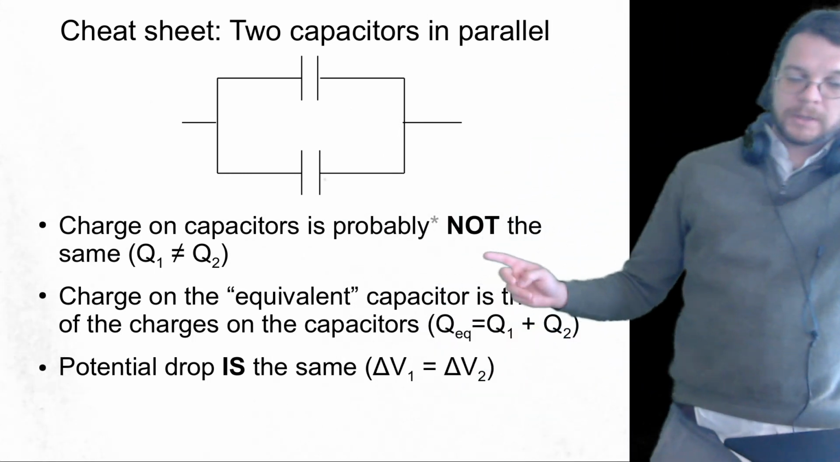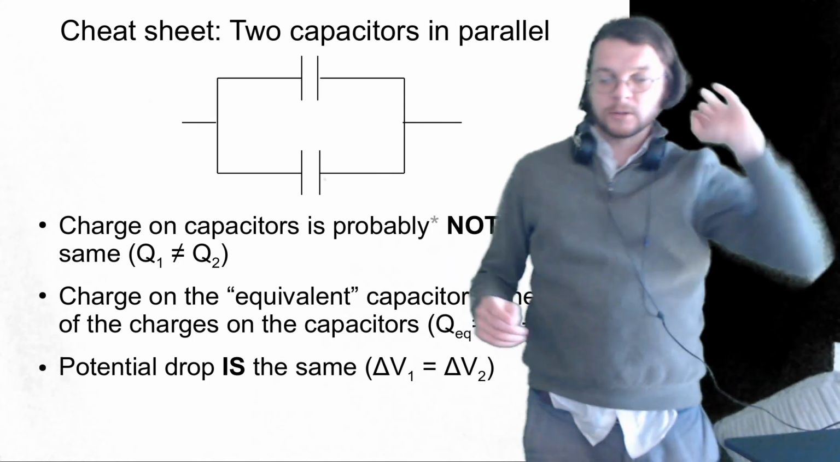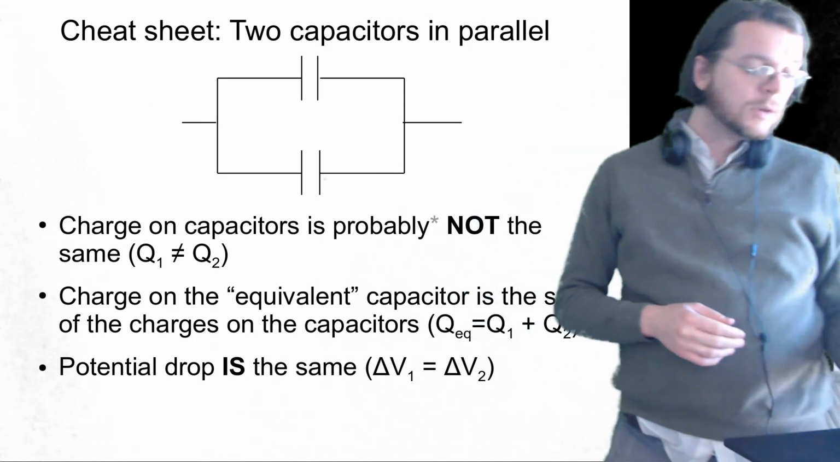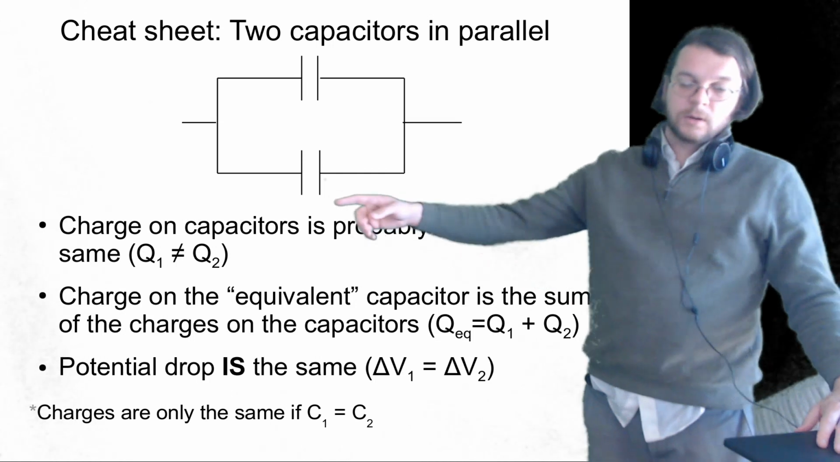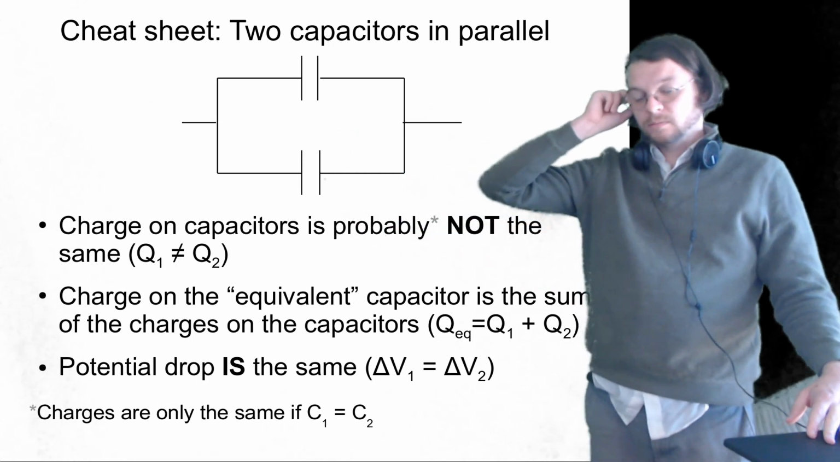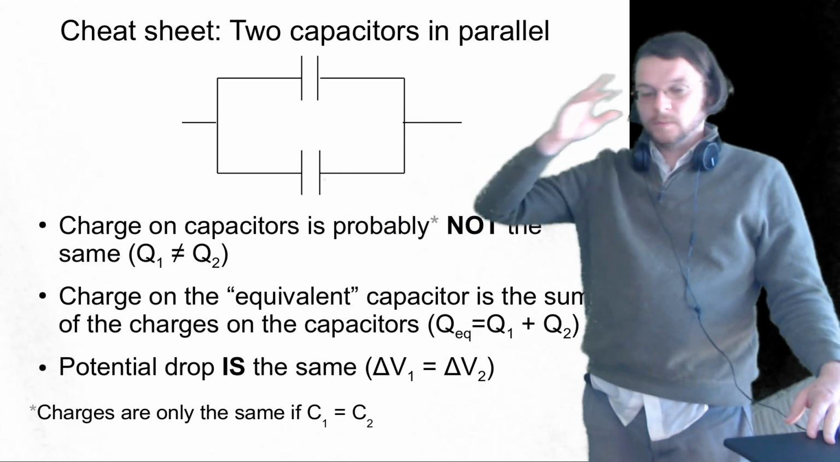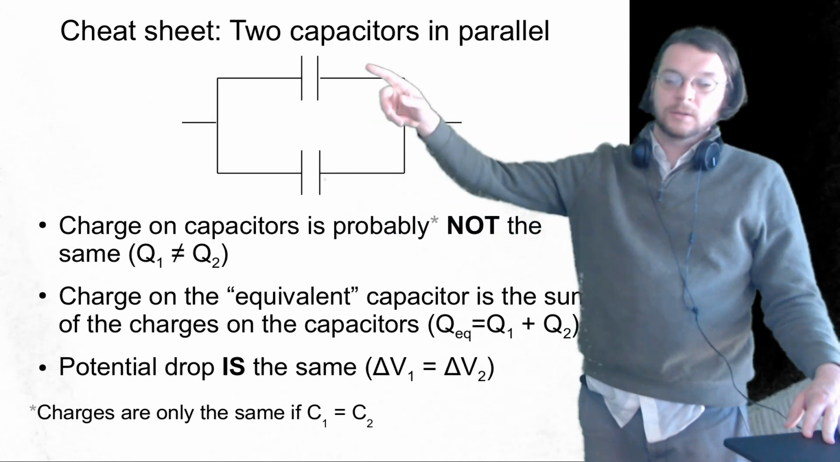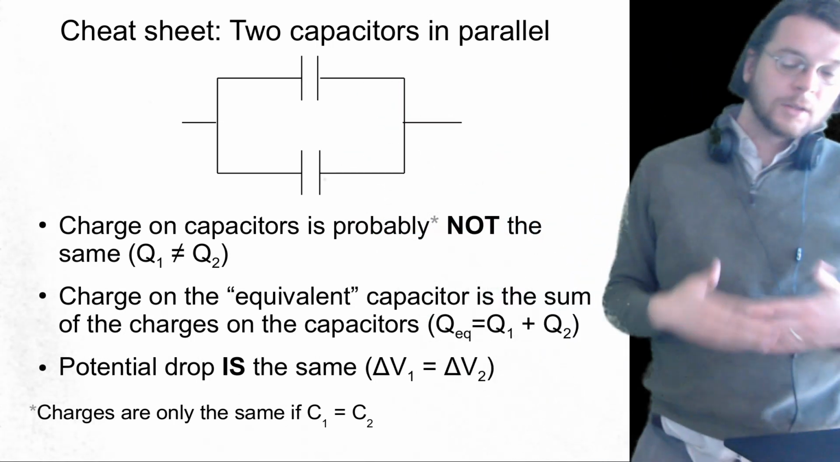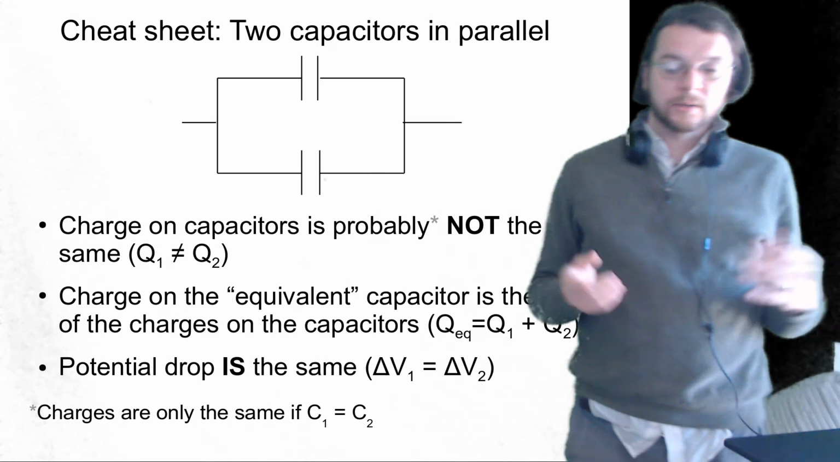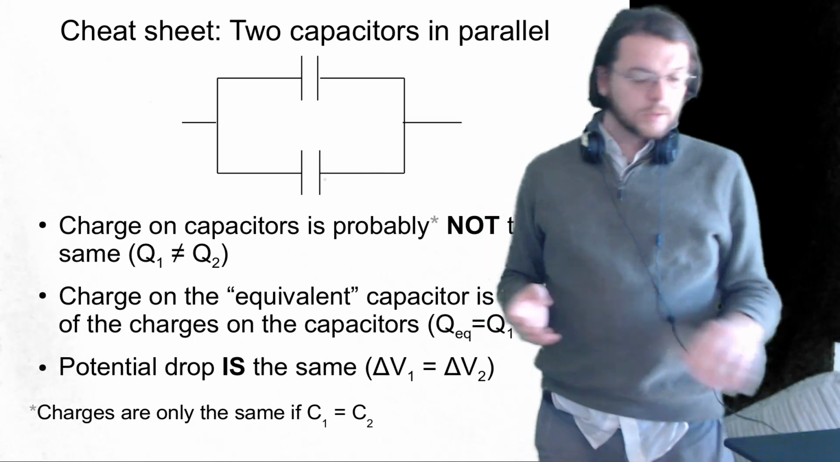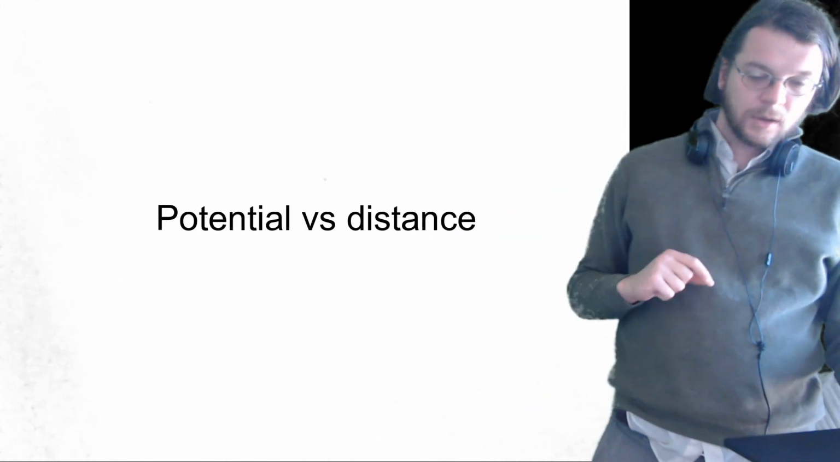Now, why is it probably not the same? That seems to imply that there is a situation in which it could be the same. And yes, if C1 was equal to C2, then in principle the charge would be the same here as here. But in practice, capacitances are never going to be exactly the same. And so that's the caveat there.